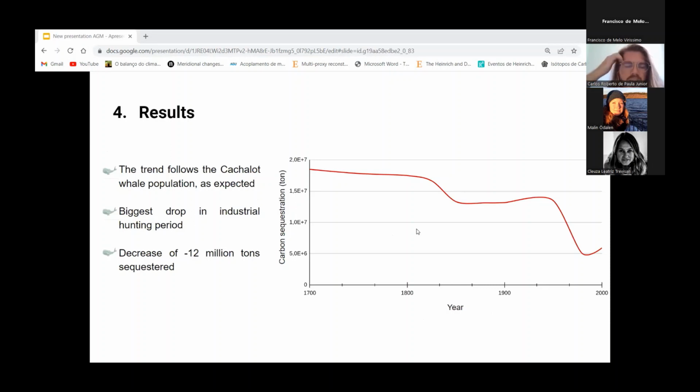So this is the result. This was the result I obtained, and I expected it to have a trend directly proportional to population variation. Within the limitation of the model, it shows that the current population of cachalot whales contributes to the sequestration of approximately 6 million tons of carbon per year, while in the 18th century it was approximately 18 million.